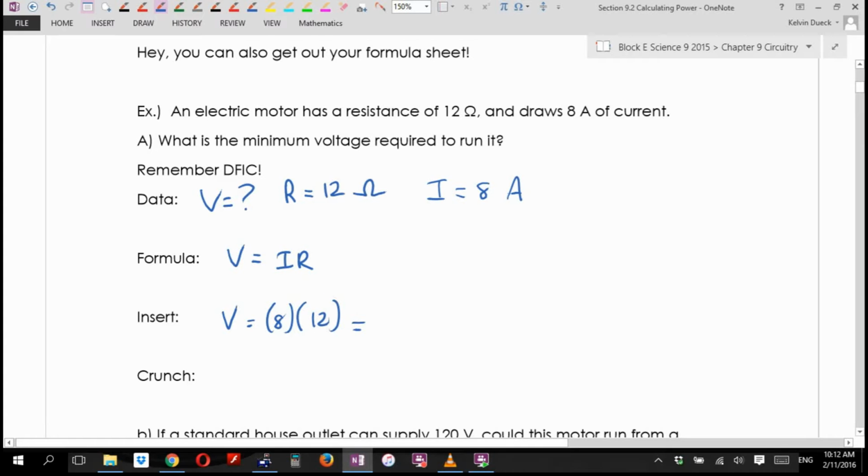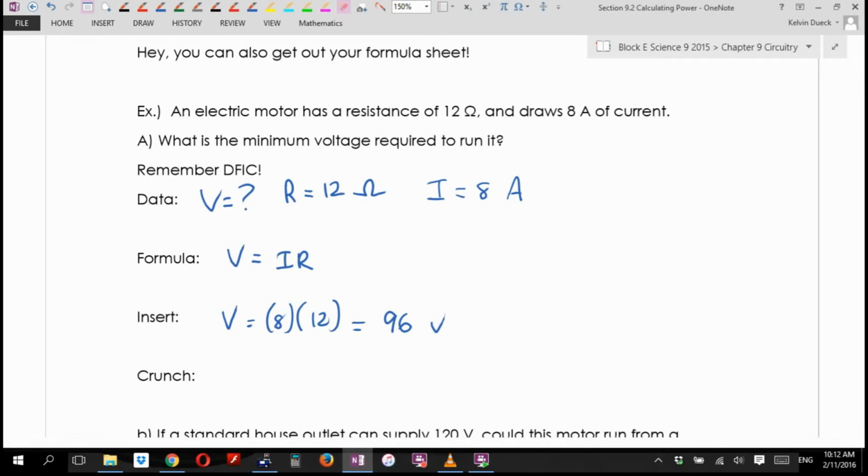The minimum voltage that I need to run this motor is 8 times 12, which is what? 96 volts? This would be tough to run from a battery. Do you remember how big the standard batteries were? How many volts? Get 1.5. Car batteries are 12 volts. So you could wire, I kid you not, 8 car batteries together. Oh, you know what? 120 volts comes out of the plugs. You'd prefer to run it from a plug.